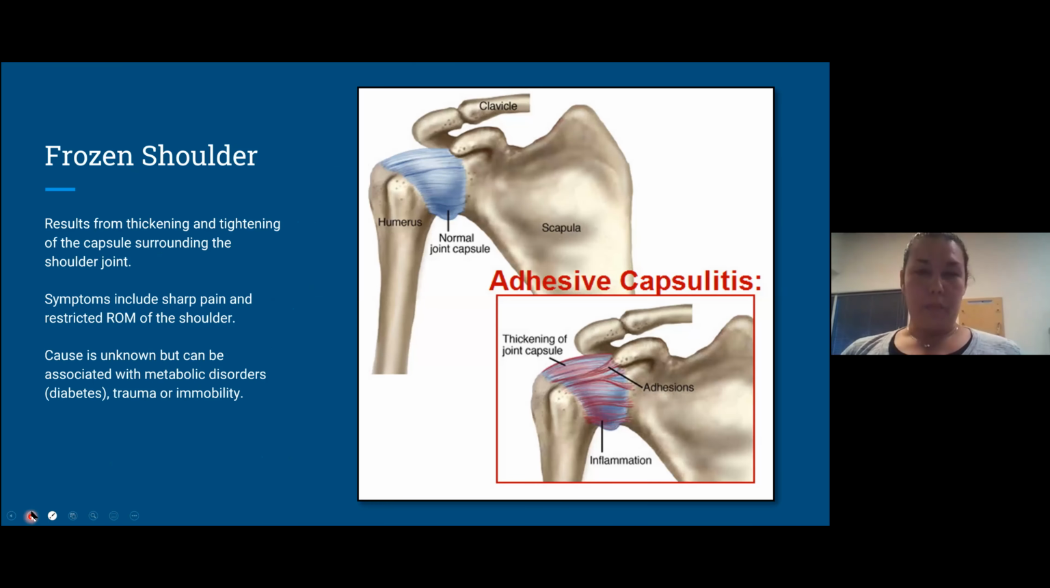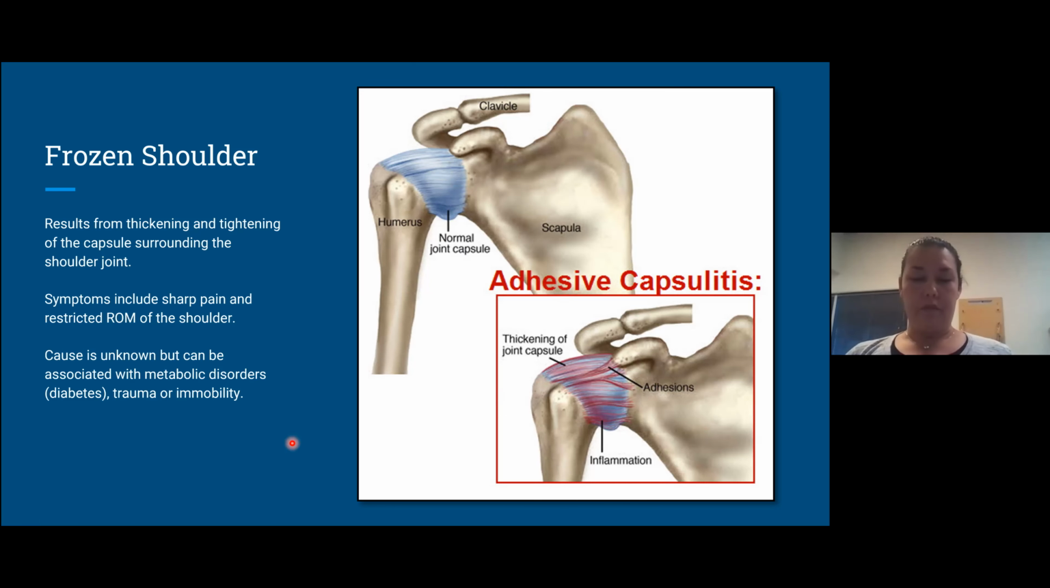Another cause of shoulder pain can be what is commonly called frozen shoulder, or the fancy medical term, adhesive capsulitis. This involves thickening of the capsule around the joint space. So as you can see in the picture, the joint above is a nice healthy capsule. And in our picture below with adhesive capsulitis, you see a lot of adhesions or scar tissue, inflammation, and then thickening of that joint capsule.